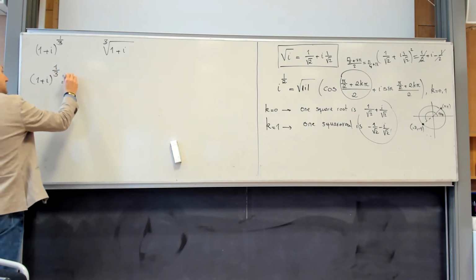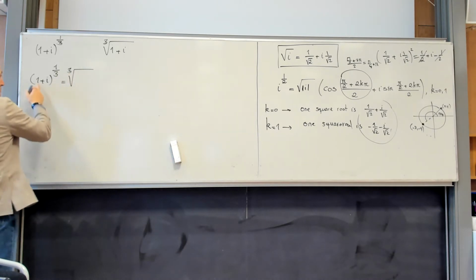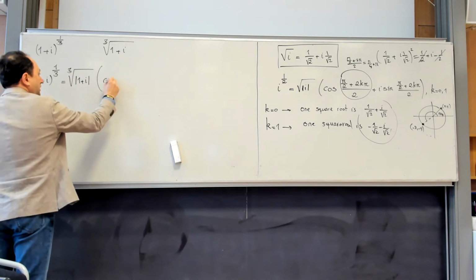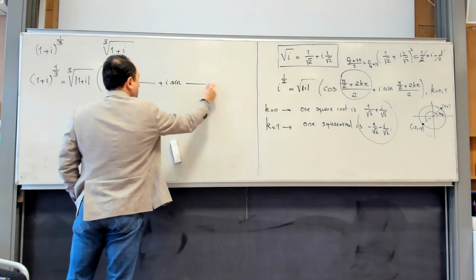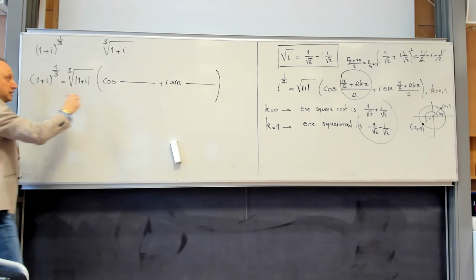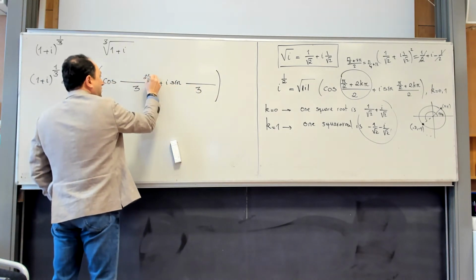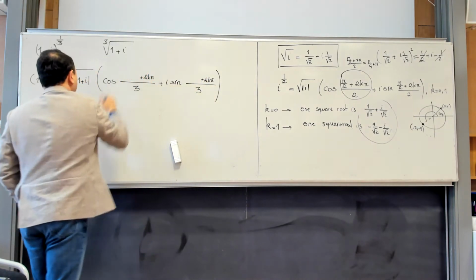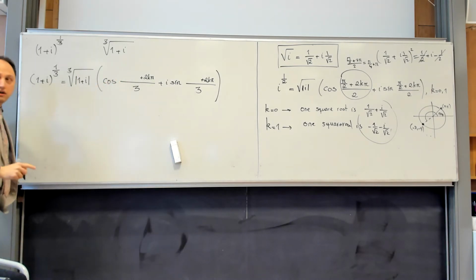I need to write the third root of the absolute value of this number, and then cosine plus i sine. So what would be the denominator? 3, because I am working with the third root here. So this would be 3, this would be 3. And then of course I will have 2k pi here, 2k pi here. But what is the number that appears here? Do you remember what the formula was? It was the argument of z.